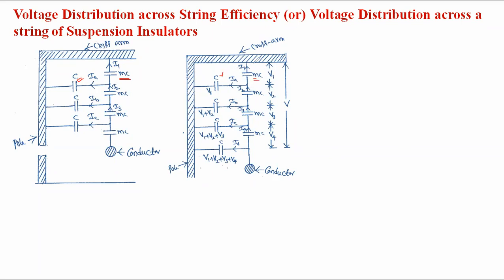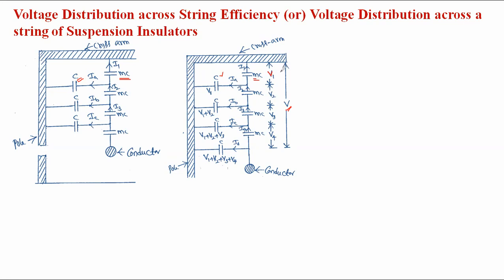Here disc 1, nearer to the cross arm side, has voltage 1, the next has voltage 2, voltage 3, voltage 4, and so on, starting from the cross arm and ending nearer to the conductor side. The total string voltage is represented by V. It consists of the 4 discs. The individual disc voltages are represented by V1, V2, V3, and V4.